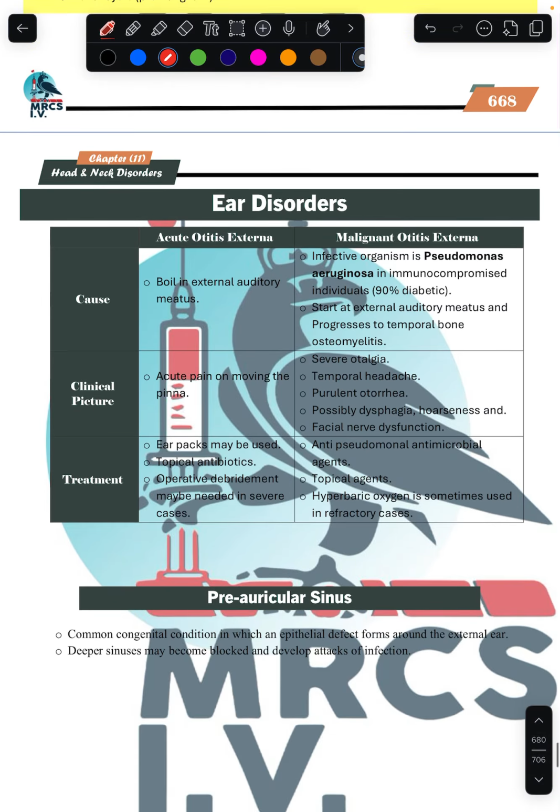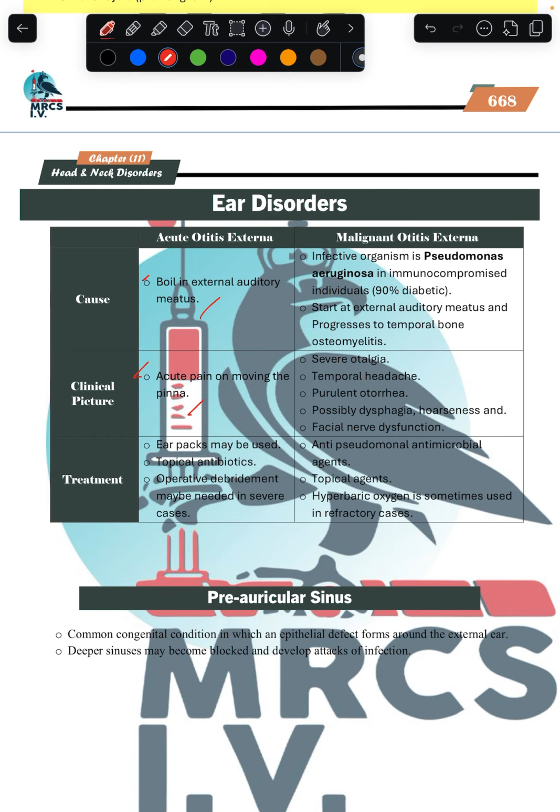Coming to the ear disorders, most of the questions are coming from this. Acute otitis externa is an external ear infection. Acute and malignant: the cause of acute is a boil in the auditory meatus. Clinical picture: severe pain on moving the ear, may be history of ear prick. Topical antibiotics are given, and operative debridement may be needed in severe cases. This is about acute otitis externa.